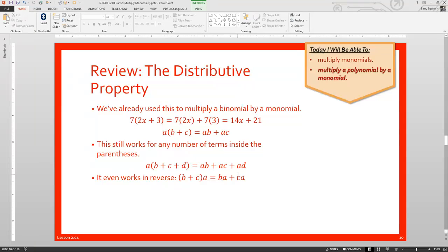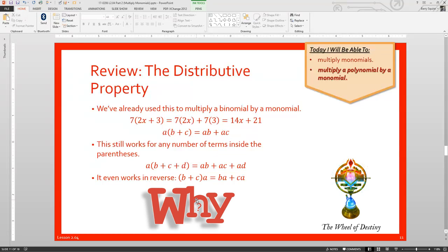And it even works in reverse. And I don't really mean in reverse. What I really mean is backwards. We're used to seeing the monomial come first before the parentheses, but it can come after. It's not very common, but it does happen. Especially when we're doing a system of equations with linear combination and multiplication. So sometimes I will write it backwards, but this works the same way. A times B plus A times C.